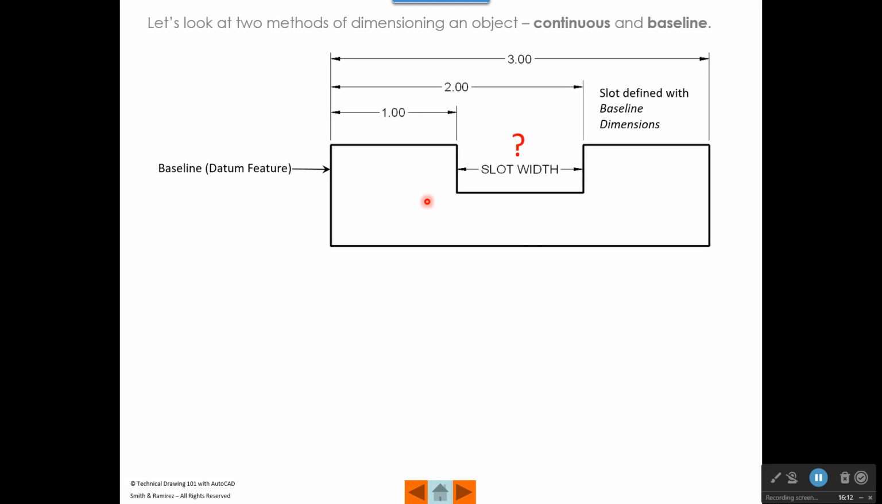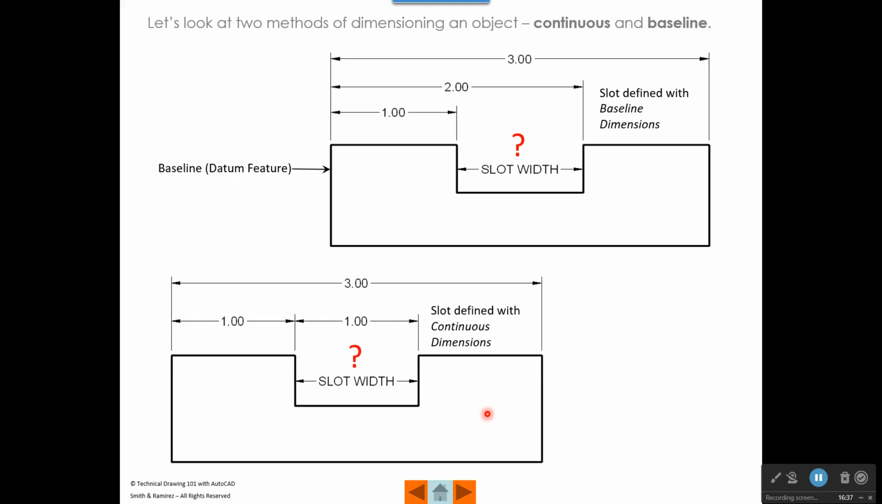All right, so let's take a look at this part, and what we'll see is that this part is dimensioned from this side over here and then has 3 dimensions. So effectively we design this slot with these 2 dimensions here. We describe that slot with these 2 dimensions, and then this third dimension gives us the overall width of our part.